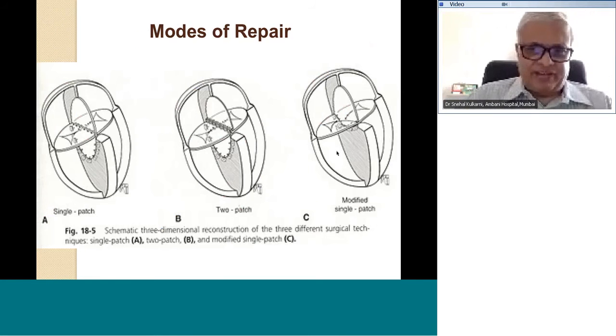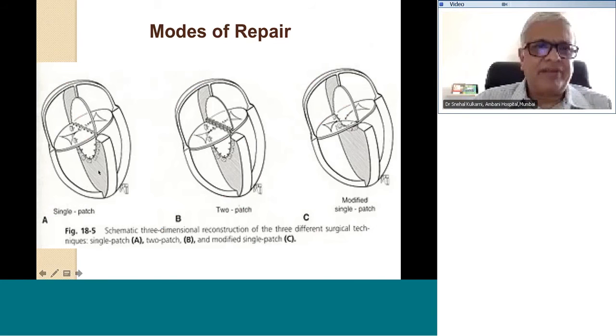So basically, there are three modes of repair which have been brought about. That was the single patch repair earlier, where we used to divide these leaflets and close the primum ASD and the VSD in one single patch. That gave way to a two-patch repair, recognizing the fact that these are never in the same plane. So we use one patch for the VSD and another patch for the ASD and separate the ventricles of the AV valves.